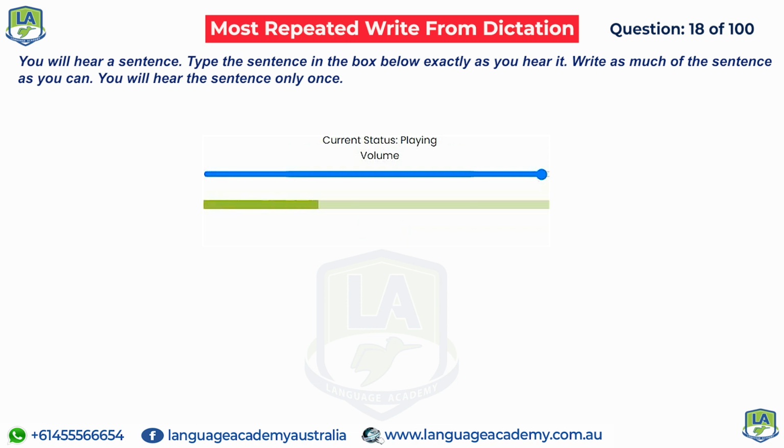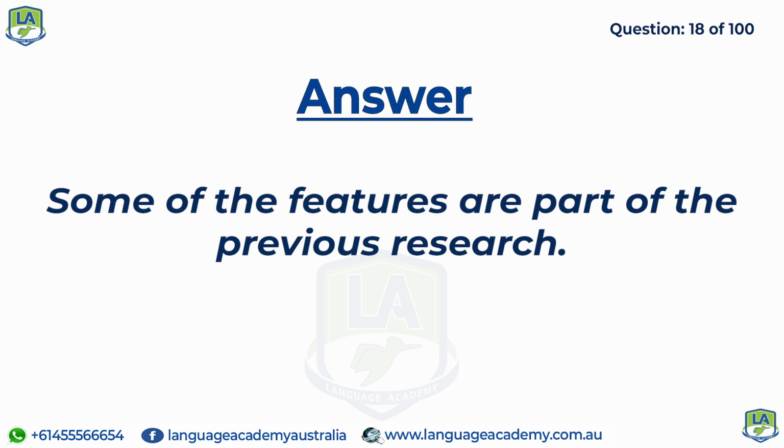Some of the features are part of the previous research.